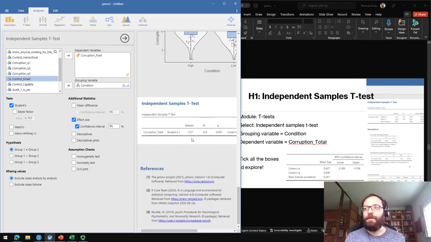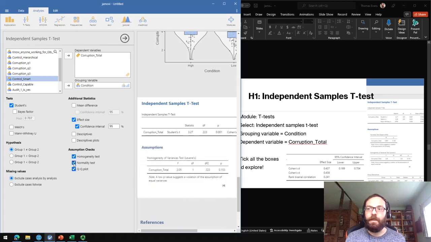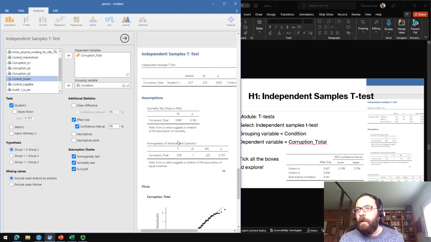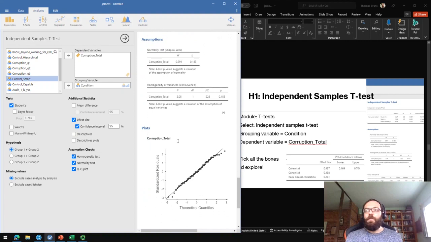It's good to get to the output, but what we actually really importantly need to look at is our assumptions. So under assumptions checks on the left hand side, I click everything. So we want our homogeneity, normality, and QQ plots, and so we get given some useful information. The first one is our normality test. So what is the distribution of scores? Is it close to a normal distribution?